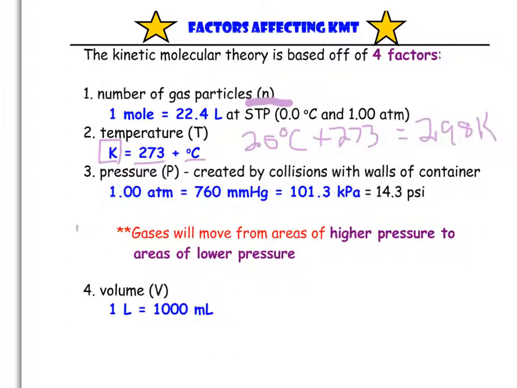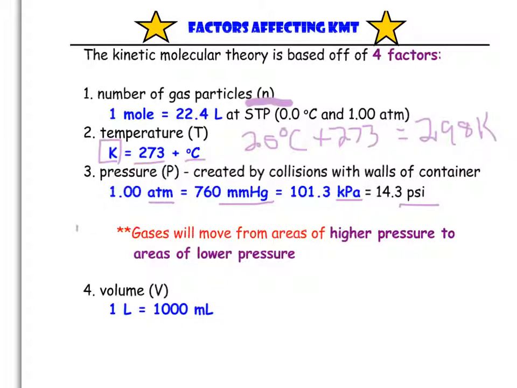Another thing to remember is that pressure is created by the particles or the molecules hitting the walls of the container. And there's going to be a few different units that we use in this unit. So one is called the ATM, one is millimeters of mercury, one is kilopascals, and another is PSI, which you're probably more familiar with than any of the others.